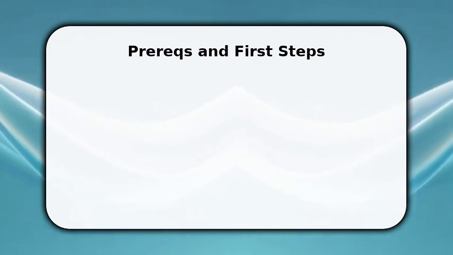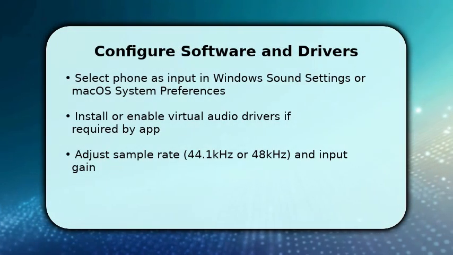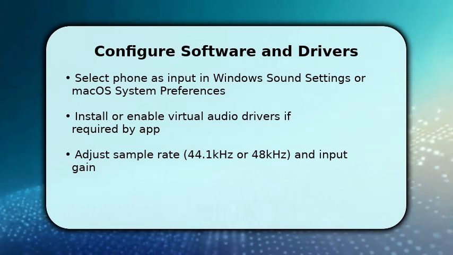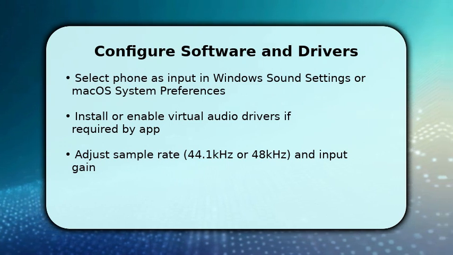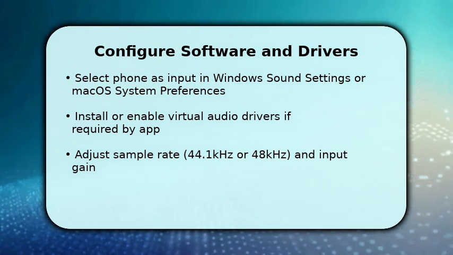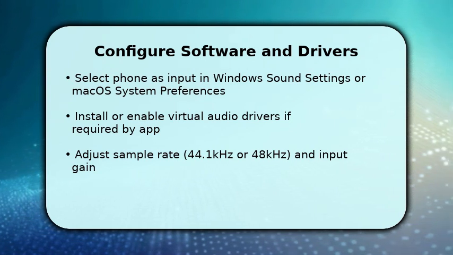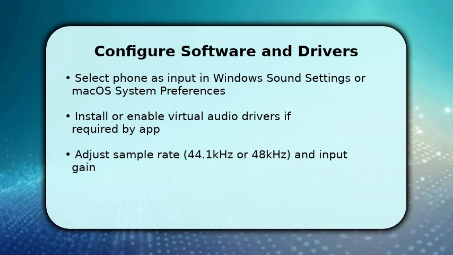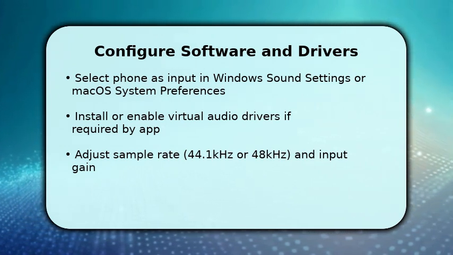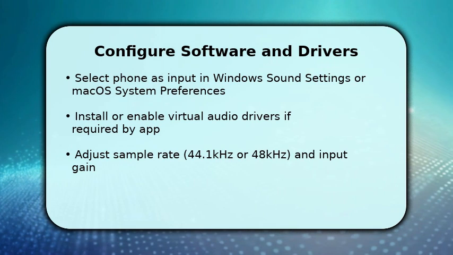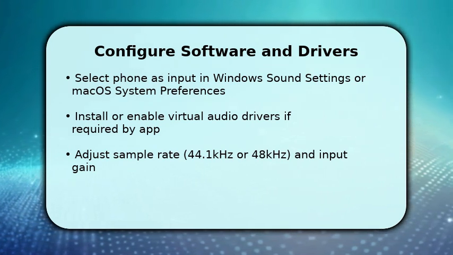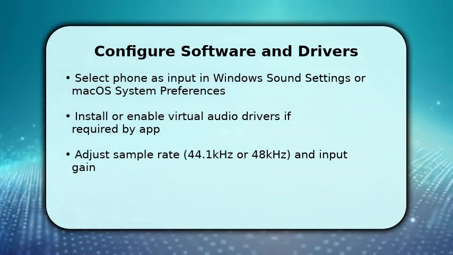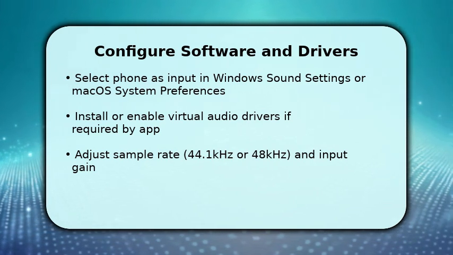Once done with the physical link, switch to software configuration. On Windows, open Sound Settings and choose your phone or the virtual driver as the input device. On macOS, use System Preferences, Sound. If the Companion app requires a virtual audio driver or a loopback, install and enable it, then restart the app. Make sure the sample rate is set to 44.1 or 48 kHz and set input gain to avoid clipping. Lower the gain if you hear distortion. This ensures clean, latency-minimized audio on the PC.